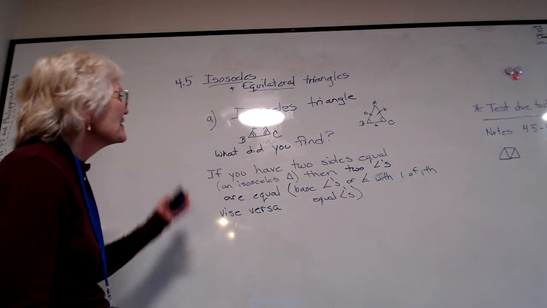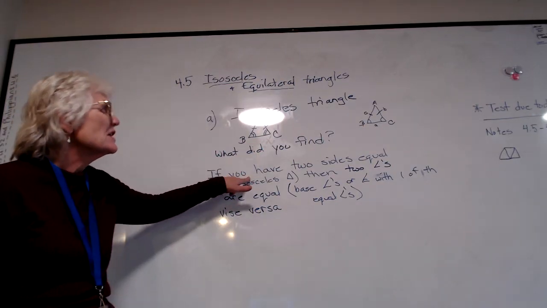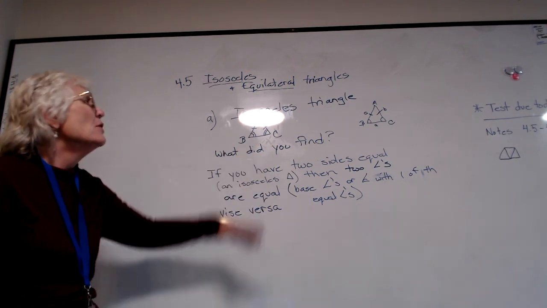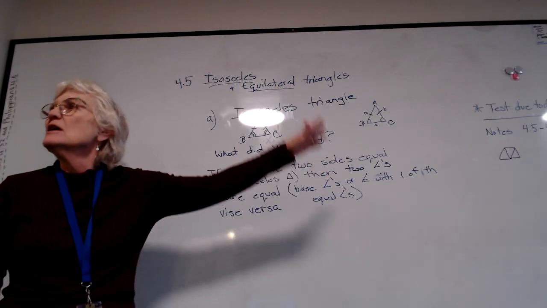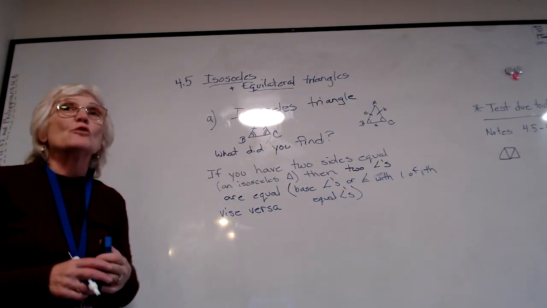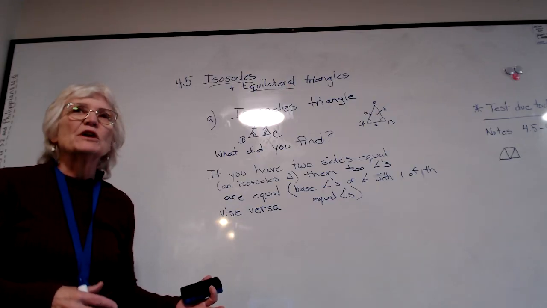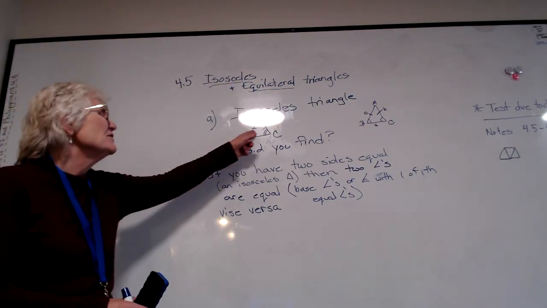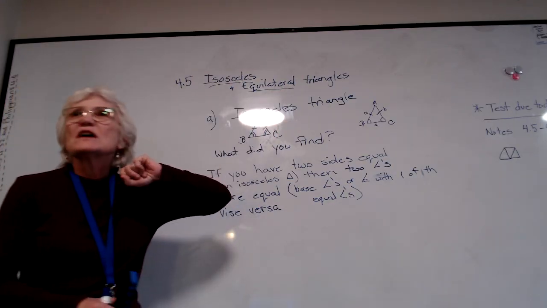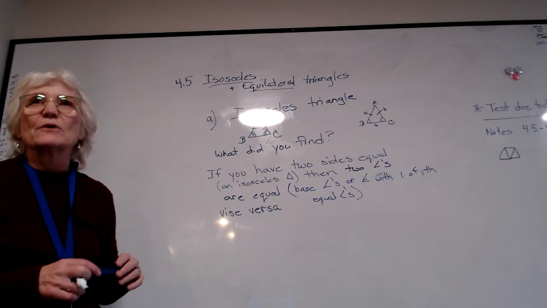So, okay, that's an isosceles triangle. Either way, if you have two sides that are equal, then the two angles opposite them are equal. Or if you have two angles that are equal, then the sides opposite them are equal. That's always true. So when you're looking at a triangle, if you're given two angles equal, you know the two sides are equal. Or if you're given two sides equal, you know the two angles are equal. Either way around, that works.